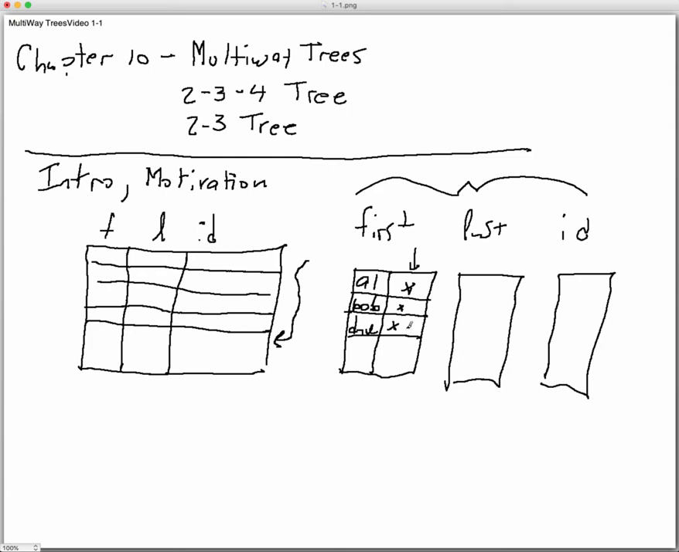But what I want you to do now is consider a more realistic example. So suppose I have a database record, but it's made up of a lot more information. Maybe it's made up of a first name, a last name, an ID number, and there might be an address, a city, a state, and a zip.